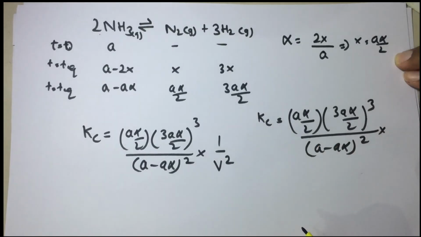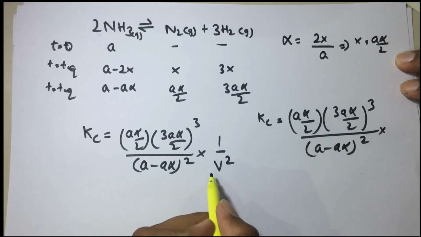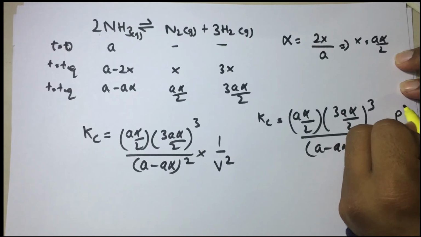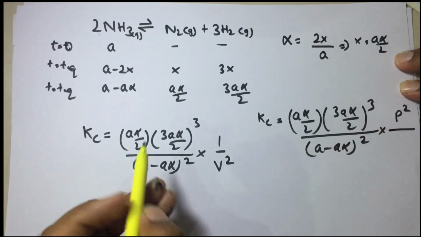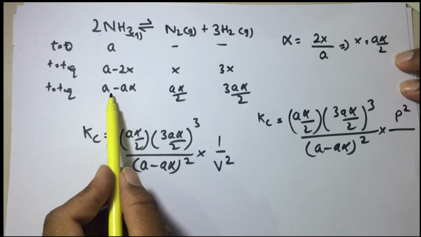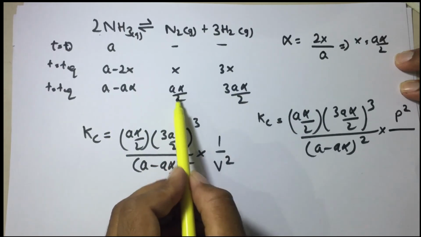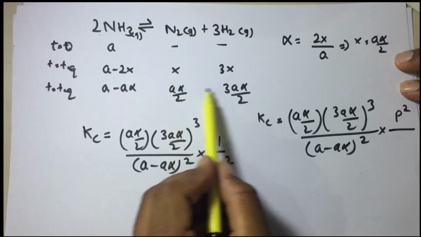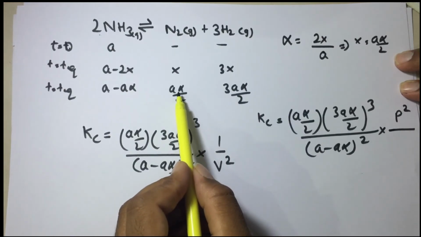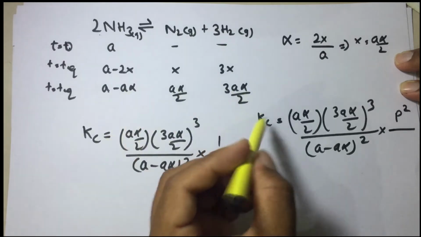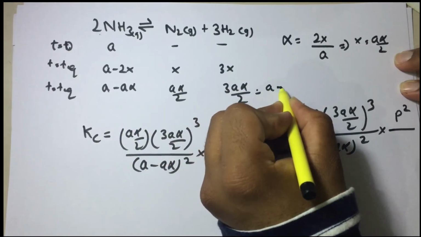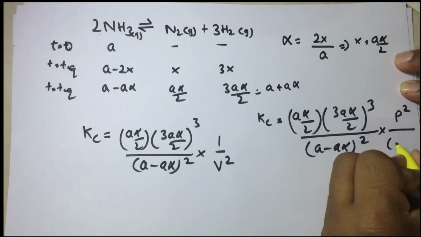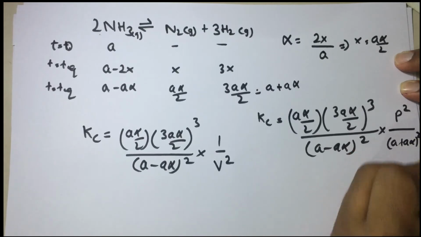Now we multiply pressure in the opposite side of volume, which is V square. So here we have P square divided by total number of moles. Total number of moles can be found by adding all these values. So here we have 3 alpha by 2 and A alpha by 2, so 4 A alpha by 2, which means 2A alpha, minus A alpha, then it will become A minus A plus A alpha. Okay, so here we write A plus A alpha to the power 2.